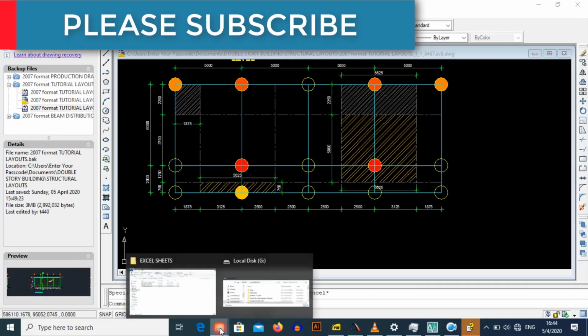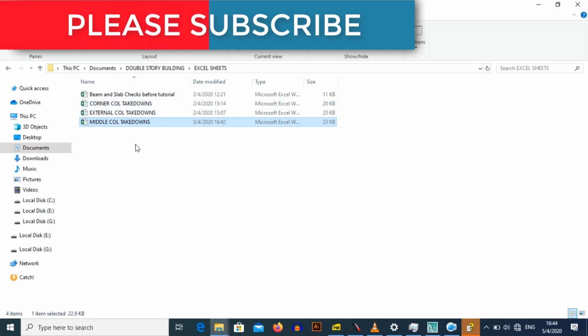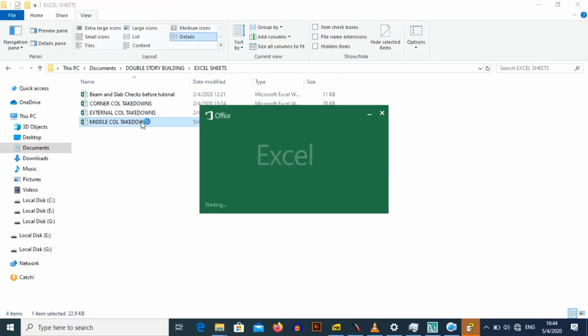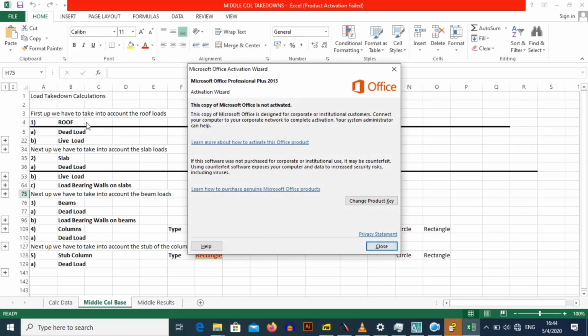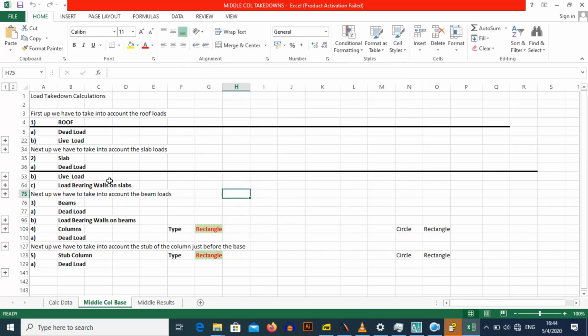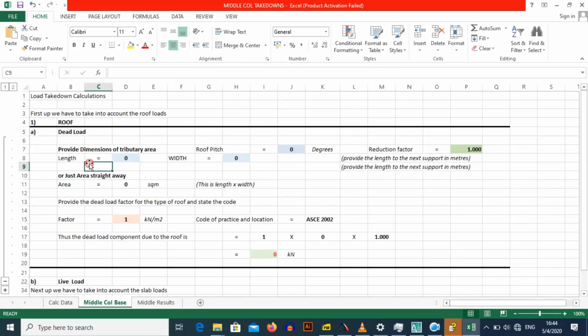So to do that, let's go to my folder where I keep my sheets, and we're going to go to the middle column takedowns. Let's just wait for it to start up, and there we go. The first thing we want to do is, we said you do your loads starting from the roof going all the way down. So let's open the roof section. Essentially, I created this sheet on my own. Wherever it's blue, I enter; where it's green it's automatic; where it's orange it's from a code.